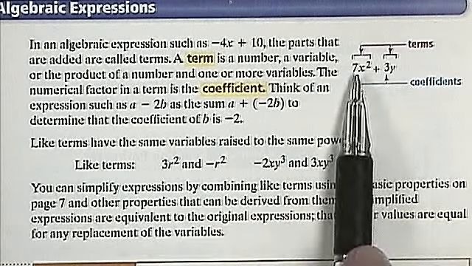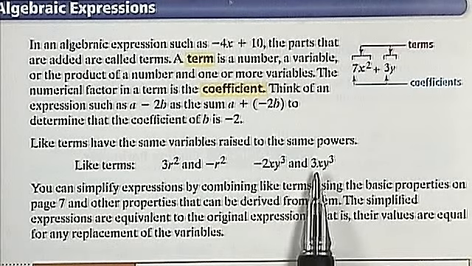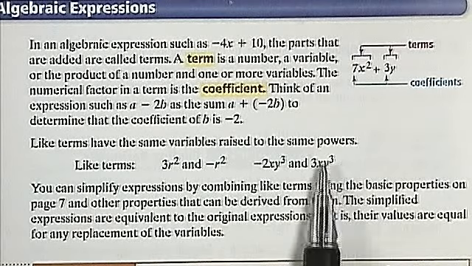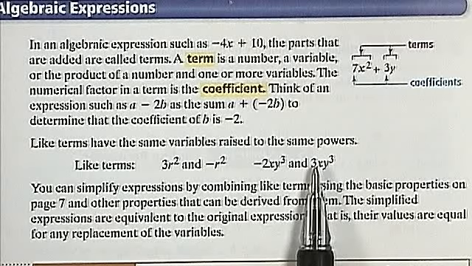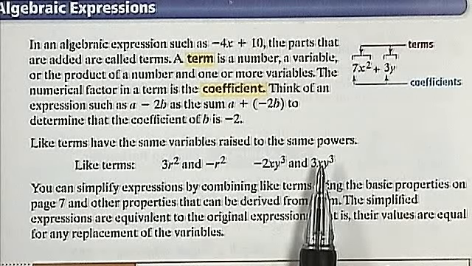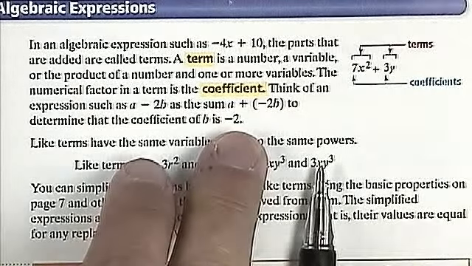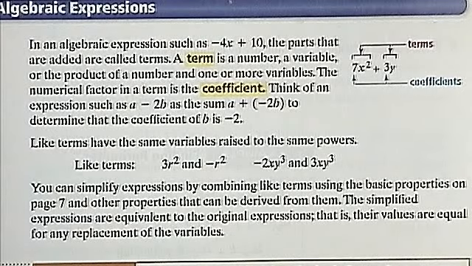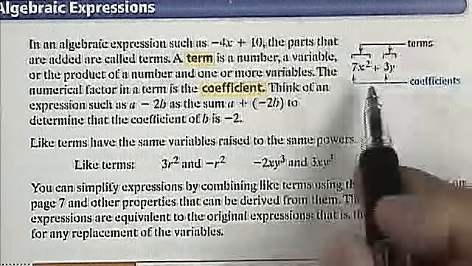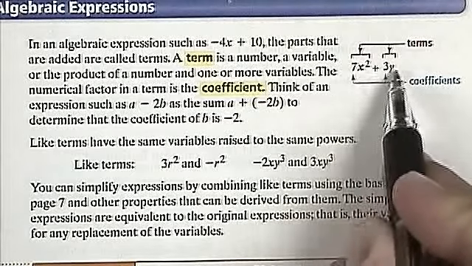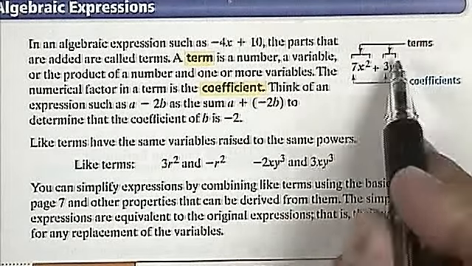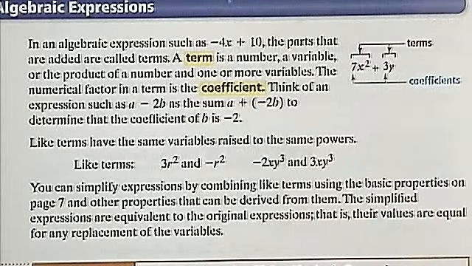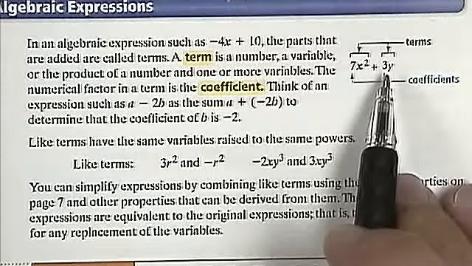Okay, so it can even have more than one variable, right? Like 3xy to the third, that's one term. But you can have something as simple as -2. That's a term. Or b, that's a term. But this whole thing right here, 7x squared plus 3y, is not a single term. That's two terms that are being added together.